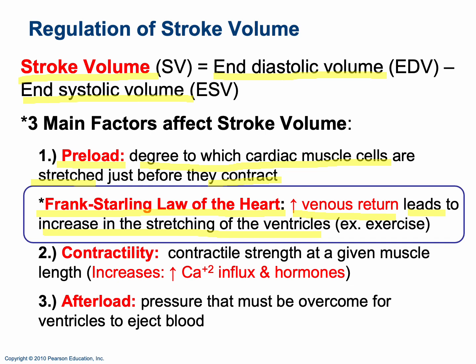Another important factor affecting stroke volume is the concept of contractility. Contractility is referring to contractile strength at a given muscle length. And this can definitely vary with increase in calcium or hormones like epinephrine or norepinephrine when we think of rushes of adrenaline. And then number 3 for a factor is the idea of afterload, referring to pressure that must be overcome for ventricles to eject the blood.